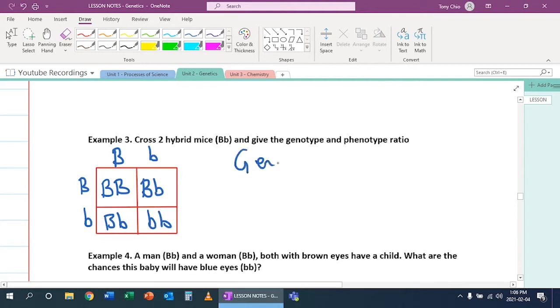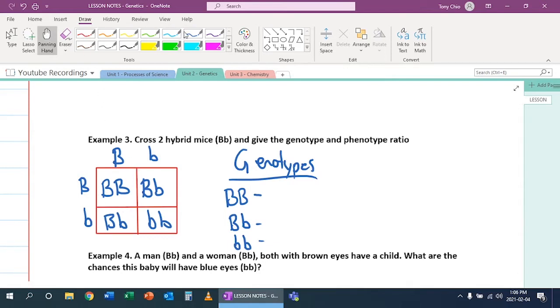So if you look at this, what are my genotypes? Well, my genotypes here are going to be two capital B's, a heterozygous, and a homozygous recessive. What's the probability of each? Well, here, two capital B's only exist in 1 out of 4 of these boxes, so it's 25%. Heterozygous appears in 2 of the boxes, that's 50%. And then homozygous recessive is 25%.